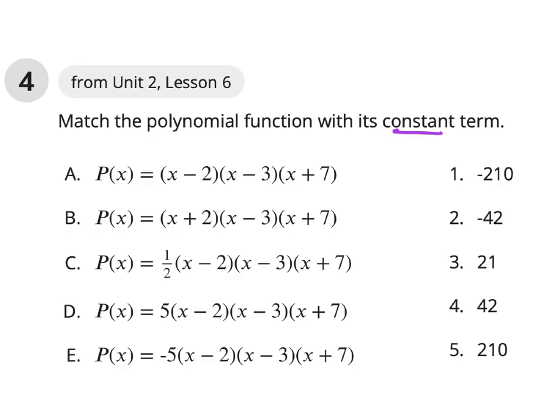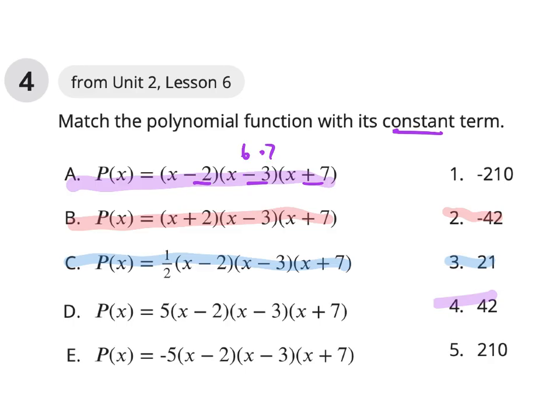The constant is the term without a variable. So -2 times -3 times +7. -2 times -3 is +6 times 7 makes 42. So this one went together. 2 times 3 is -6, so B is -42. 2 times 3 times 7 is 42, but 1/2 of 42 makes 21. So our next one is 21.